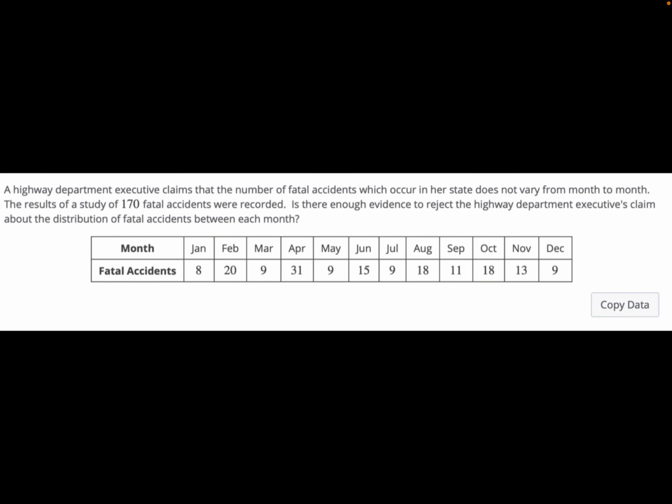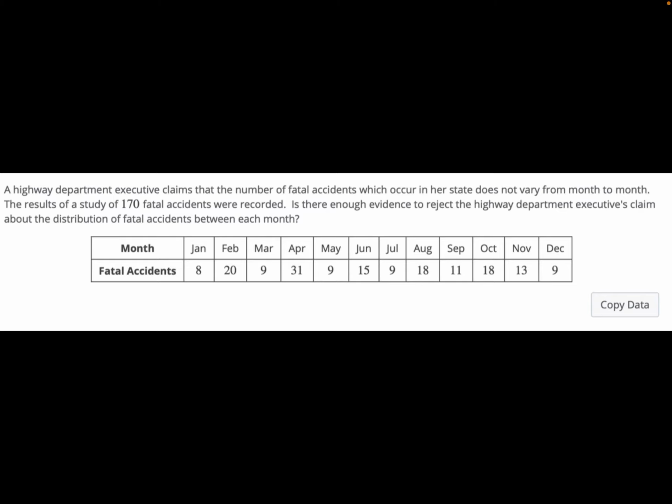I also very quickly wanted to take a quick look at this problem. I won't run it all the way through because at the end of the day it's very similar to the one that we just did, but there's a couple of differences with this one in the way that it's phrased. It's a highway department that looks at the fatal accidents that occur in that state from month to month. So they've looked at the number of fatal accidents in each month from January through December. They have in this study 170 fatal accidents.